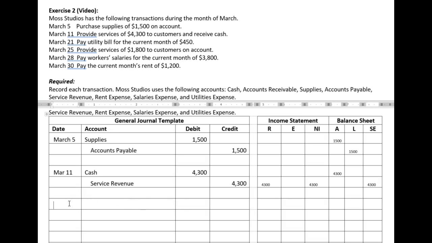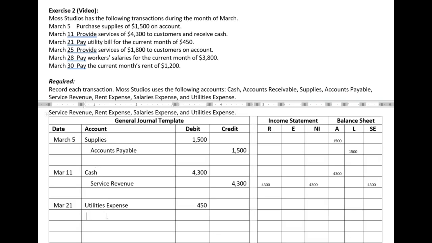All right, so let's look at March 21st. We pay utility bill for the current month of $450. Well, again, pull out the keywords here. Utility bill, which to me indicates an expense. We're not prepaying it, so we've already paid it. So it's going to be utilities expense. And that is going to be our debit. So our utilities expense is going in at $450.